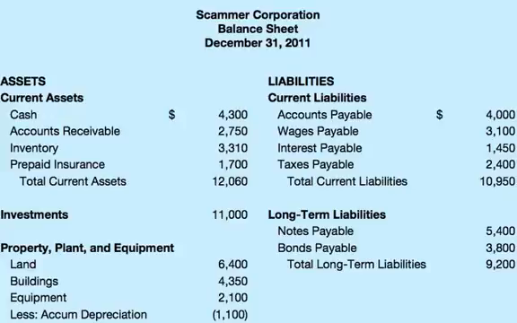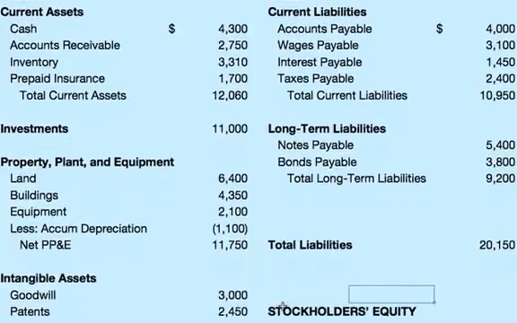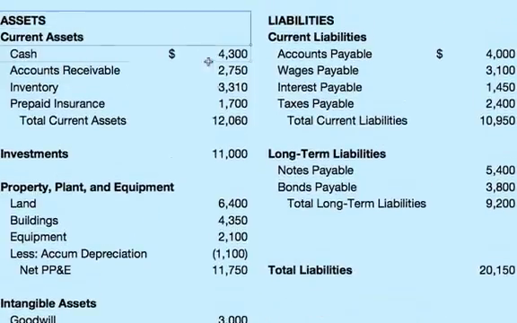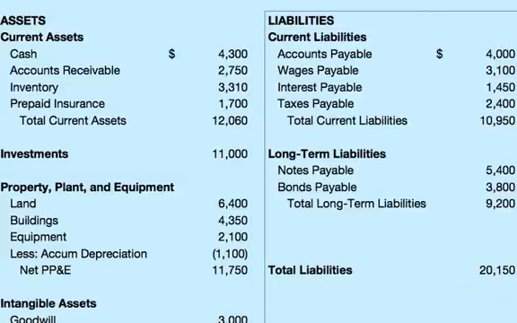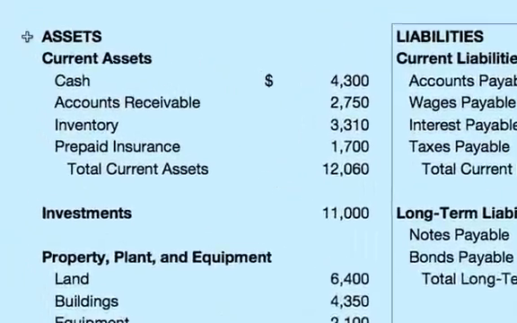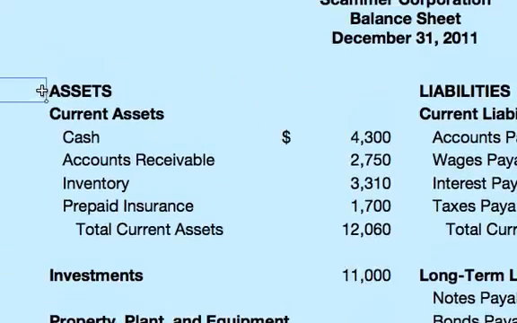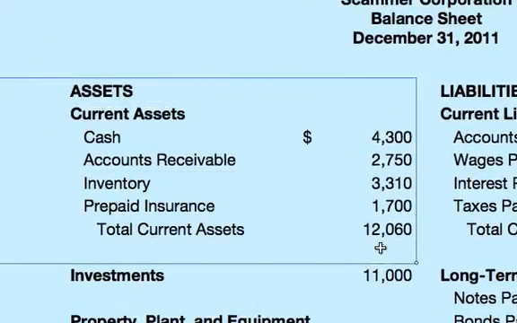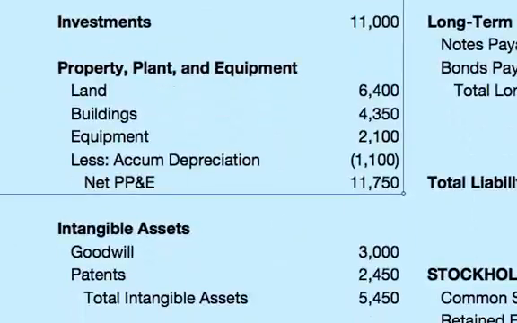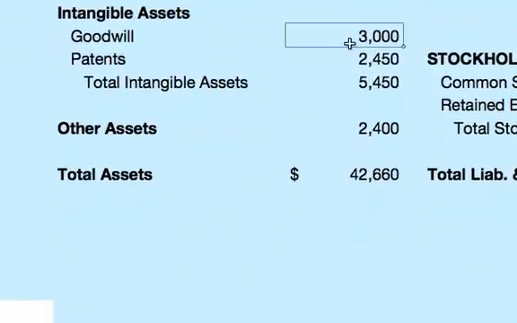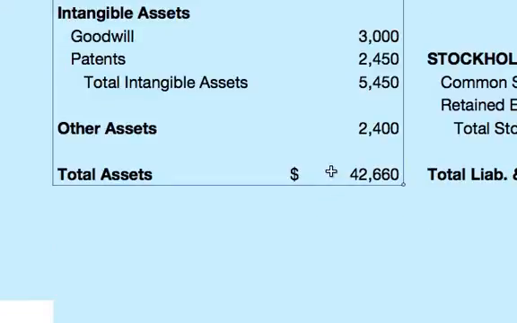So the first thing you want to notice is that the balance sheet is divided into two sides. The left side, which has the assets, and the right side, which has liabilities and stockholders' equity. So first we come up here to assets, and you'll usually list your current assets first, and then investments, if you have any, property, plant, and equipment, and then as you come down, you will go to intangible assets and then other assets.